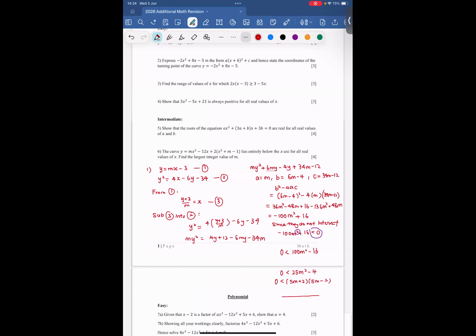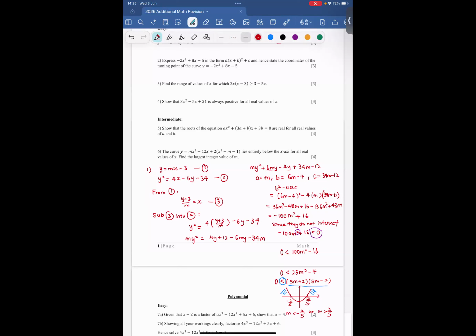And I draw my graph. I will know one of them is negative 2 over 5. The other one is positive 2 over 5. Then I draw my smiling face graph. I want this thing to be more than 0, means I want the positive region. So the positive region is this part and this part. So I will write my answer as m is less than negative 2 over 5 or m is more than 2 over 5.